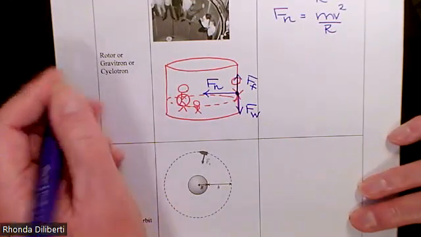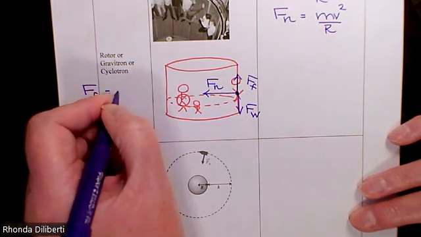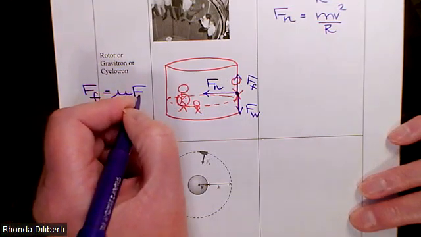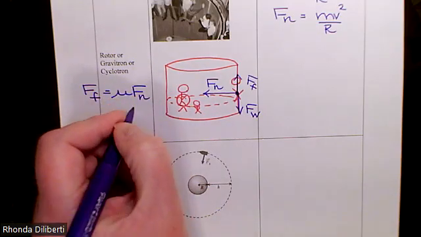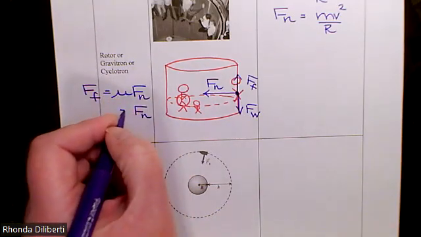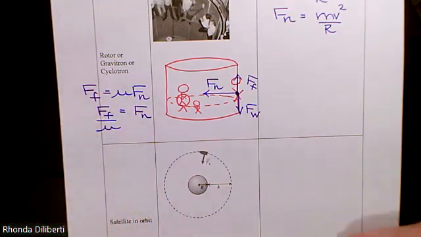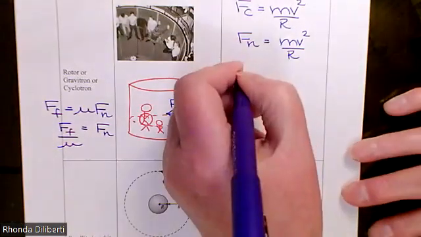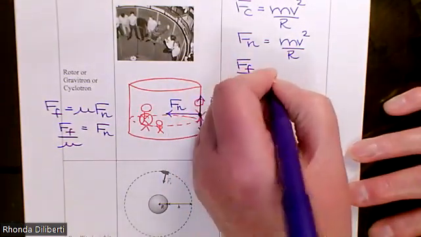Let's go over here for a minute. Friction equals mu times Fn. So Fn would end up being equal to friction over mu. So I'm going to replace that with friction over mu.